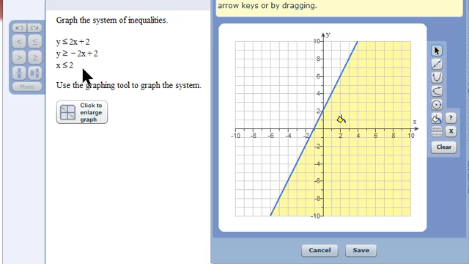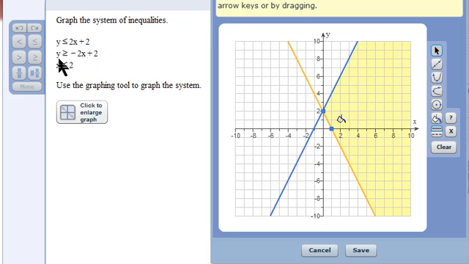Now if I go to the other inequality, this next inequality, it looks almost exactly the same, only we have greater than or equal to, and we have negative 2x plus 2. So I'm going to graph it. Again, the y-intercept is going to be 2 if I graph just the line part. The slope, though, is negative 2, so I go down 2 and right 1 right there.